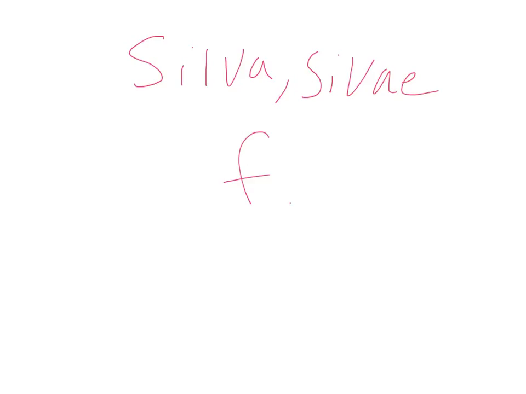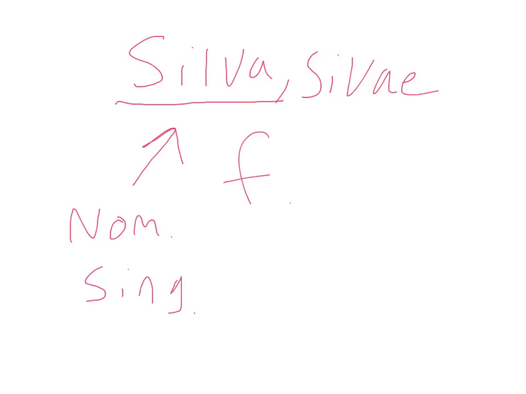So we're going to do our first example, which is silva, silvae, and it's important to remember that in the dictionary entry for Latin nouns, usually the first part right here is going to be your nominative singular, and your second part here is going to be your genitive singular.